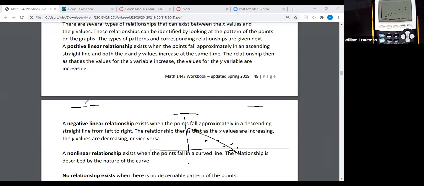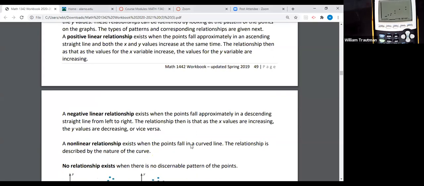just means, who knows? I can't draw a straight line on my data. It's all over the place. So it's not necessarily linear. Maybe it's curved or something like that. Nonlinear means the points don't fall in a straight line, maybe a curve. Or maybe no relationship at all, which is the next one. No relationship exists when you can't see a pattern.